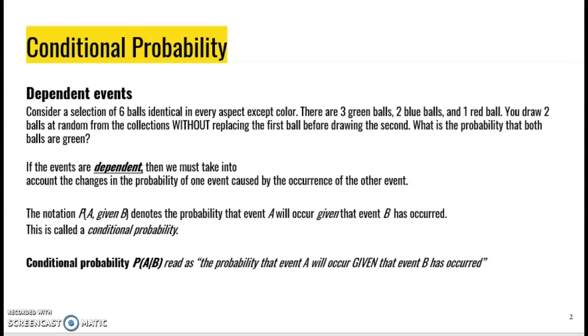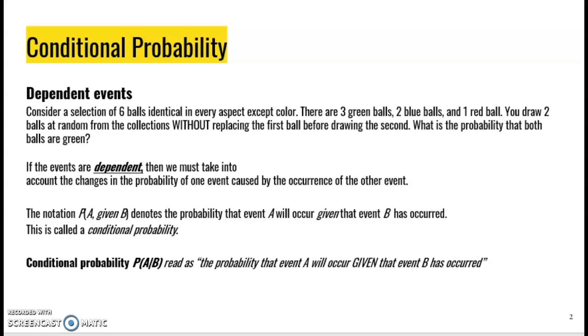So you have a selection of 6 balls, identical in every aspect except color. There are 3 green balls, 2 blue balls, and 1 red ball. You draw 2 balls at random from the collection without replacing the first ball before drawing the second. What's the probability that both balls are green?